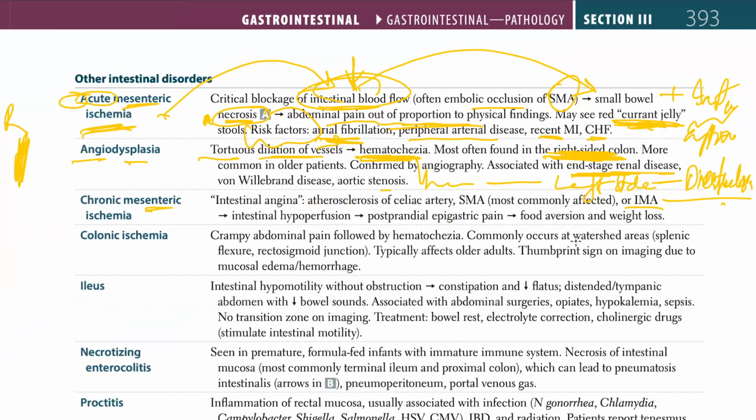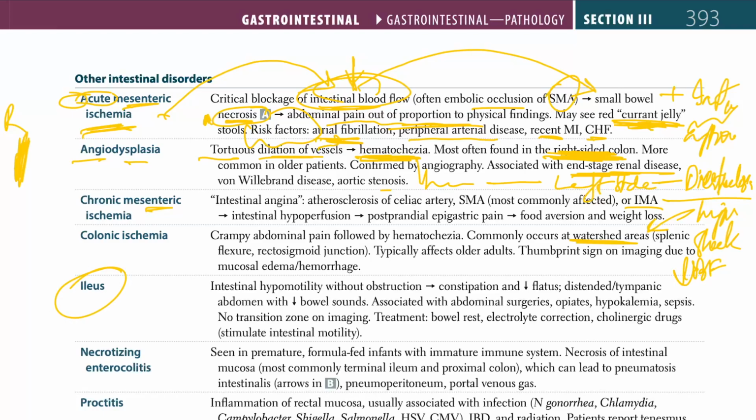It occurs at the watershed. And why would you have that? For example, we talked about how if you have hypotension, you can cause this. Shock, decreased blood flow to your GI structures, you can cause this.